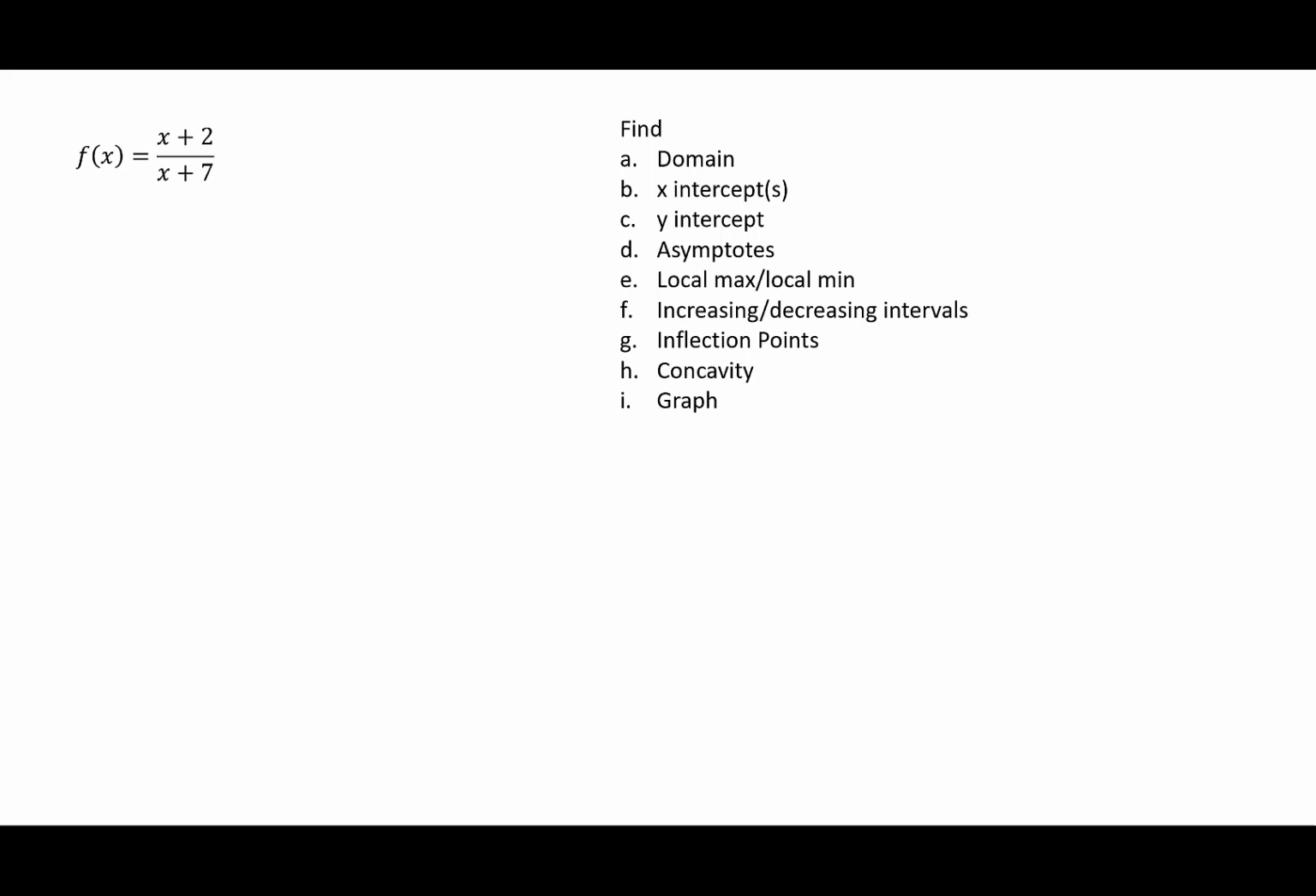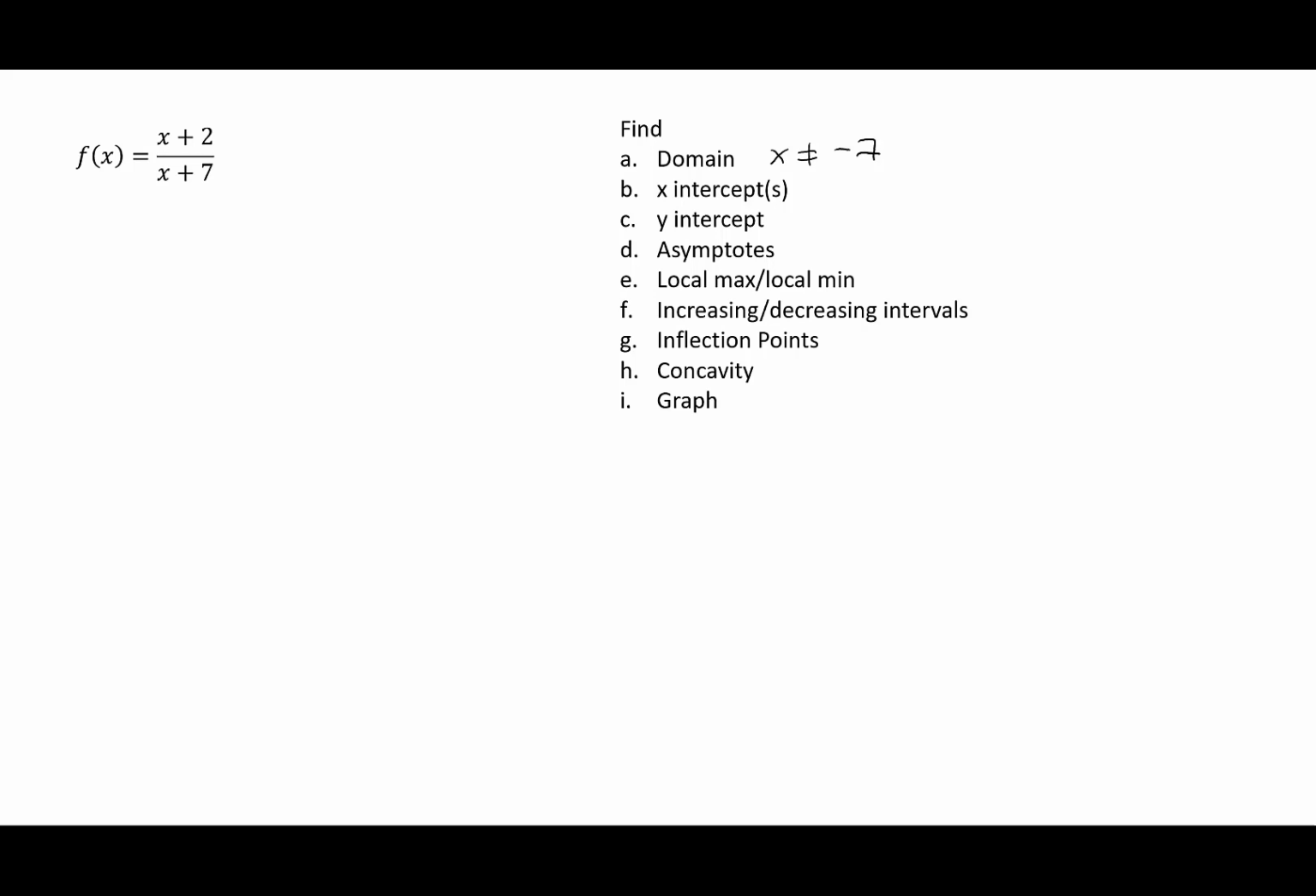So we're going to start with f of x is x plus 2 over x plus 7. The domain would be any x not equal to negative 7. What I'm looking for is the denominator equal to 0. So what I want to say here is x cannot be negative 7. So maybe make a note to yourself of how do I find the domain? I look at the denominator, I set it equal to 0.